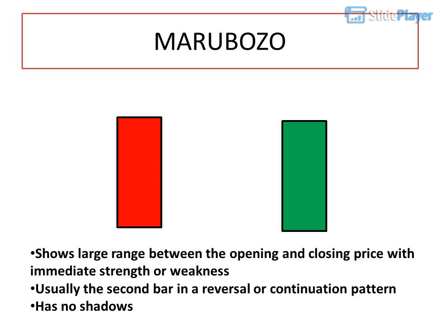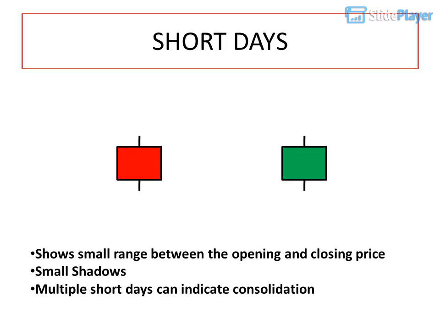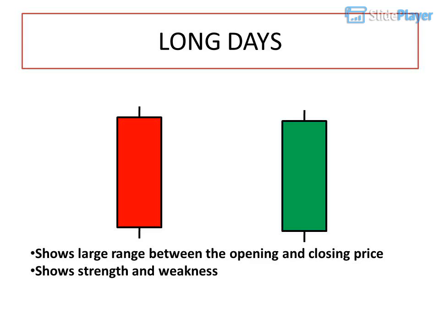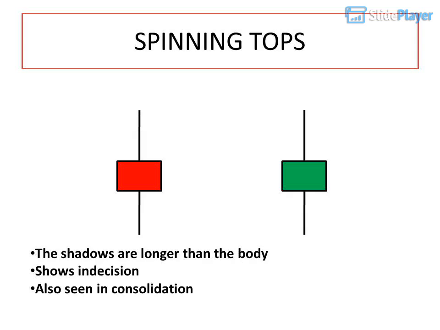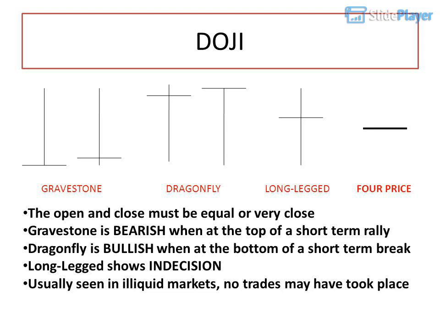Has no shadows. Short days show a small range between the opening and closing price. Small shadows. Multiple short days can indicate consolidation. Long days show a large range between the opening and closing price. Shows strength and weakness. Spinning tops: the shadows are longer than the body, which shows indecision. Also seen in consolidation. Doji: the open and close must be equal or very close.